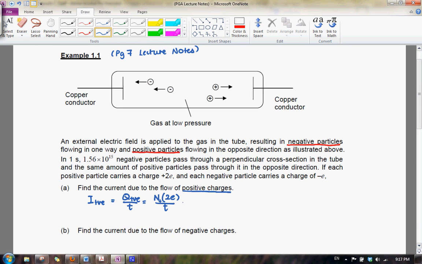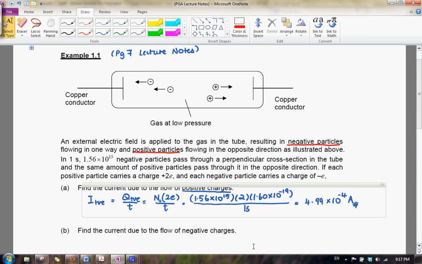So the number of positive charges as given in the question is 1.56 times 10 to the power of 15. Each of these carries a charge of 2e, so it's 2 times 1.60 times 10 to the power of minus 19. And all this is being done in 1 second. So we will have 4.99 times 10 to the power of minus 4. The unit for current is A. So that's the first part of our question.